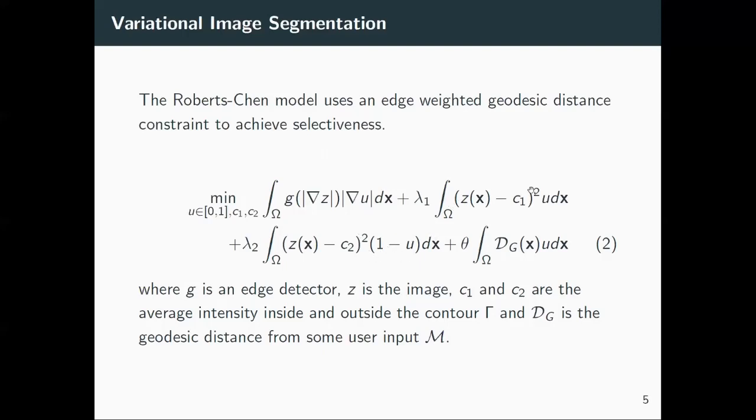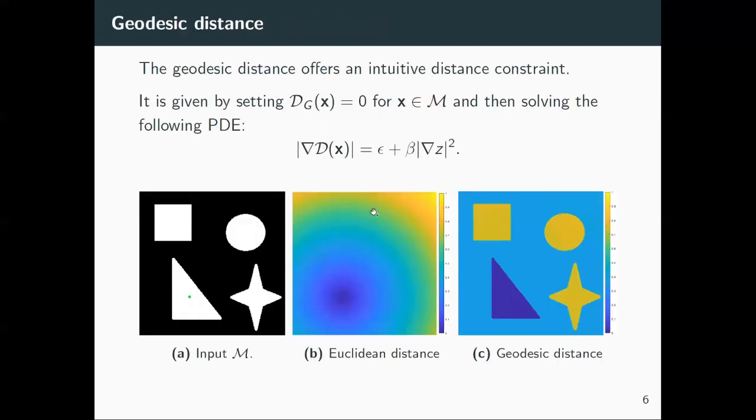The basic principle behind this is that C1 is the average intensity of the region inside our contour, and C2 is the average intensity of the region outside our contour. And this final term is the edge-weighted geodesic distance. This aims to put a penalty on regions outside the object that we're interested in, and I'll discuss this now. Ideally, in a distance constraint, we want the object that we're interested in to have a constraint of 0, and objects outside to be larger than 0.